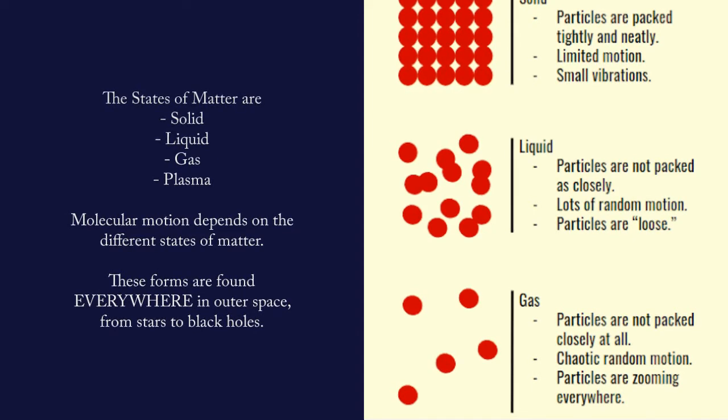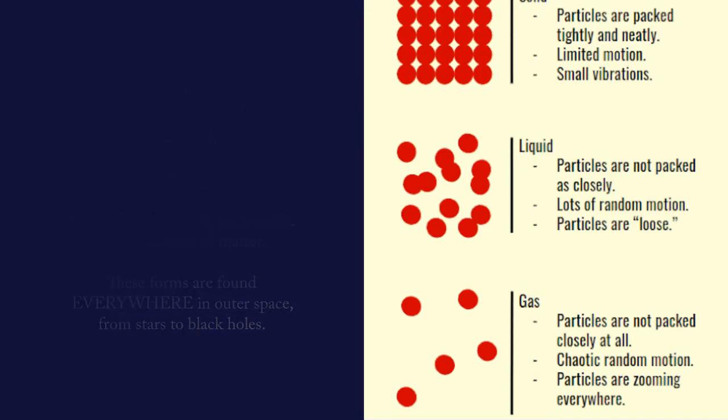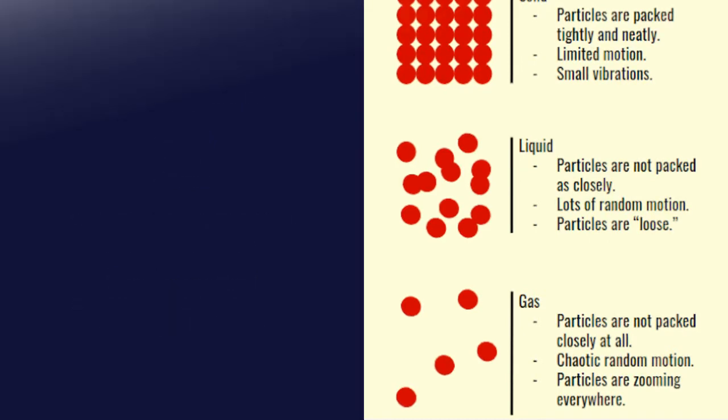Gases. Atoms are scattered and don't have a definite volume or shape. Plasma. Free electrons are floating around, forming a hot ionized gas. 99% of the universe is plasma, and it appears as lightning or solar winds.